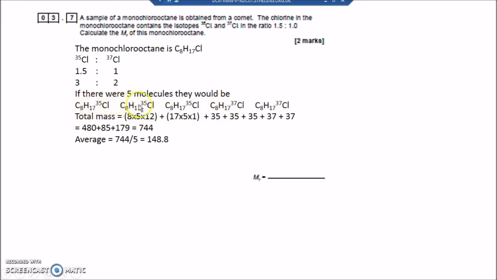You add up the masses of everything, so you've got 8 carbons in everything, so 8 times 5 multiplied by 12 for a carbon, 17 times 5 times 1 for a hydrogen, and then you've got 3 35s and 2 37s, which gives, when you add it up, a total mass of 744. To work out an average, you divide by 5, that's the number of molecules, and it comes out as 148.8.